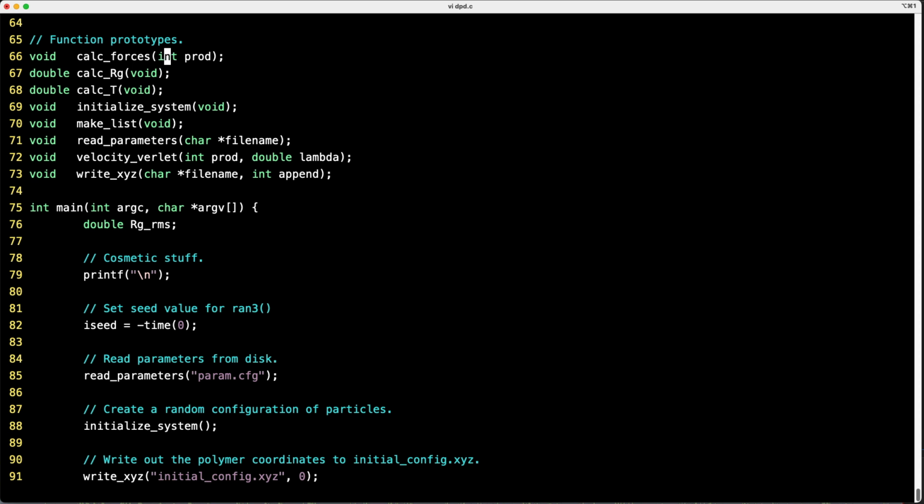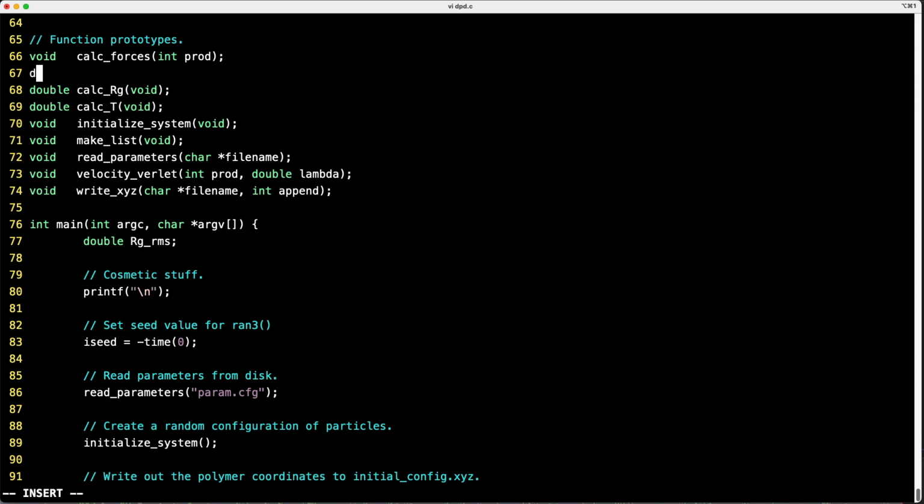And we could also include something to calculate the momentum. Let's say the magnitude of the momentum. Okay.